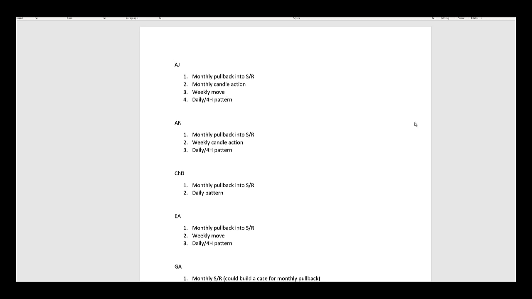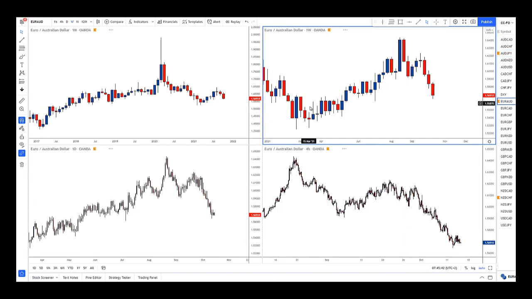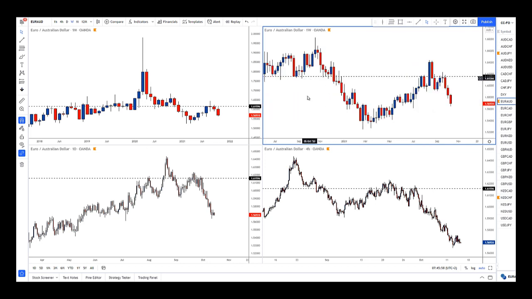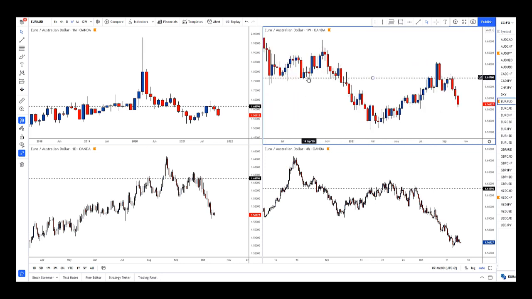Good. Next one is Euro Aussie. What is step number one? Well, what is the trend? What is price doing? Price is making lower highs and lower lows, and price is in a monthly pullback into monthly resistance, and this is also weekly resistance as well. Price hits that level, and let's go through the steps again. And this is what I mean, a robotic approach. Step number one, monthly pullback.